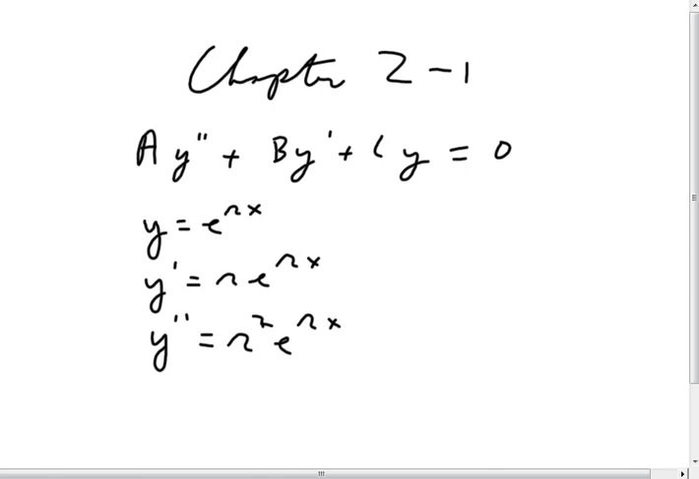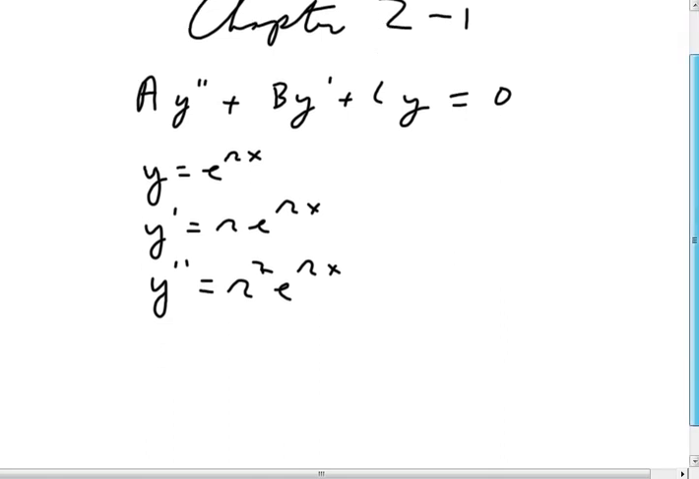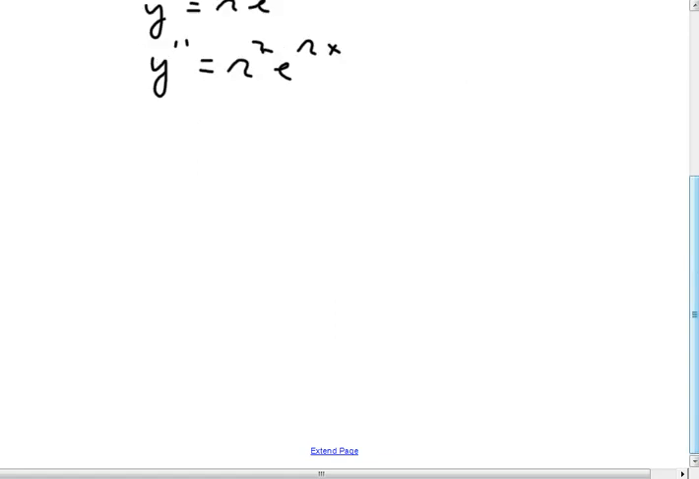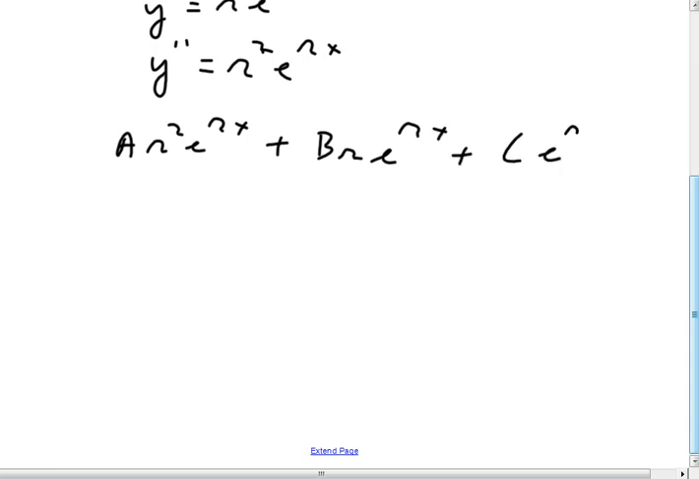I could substitute that back into my equation and say that a r squared e to the rx plus b r e to the rx plus c e to the rx is equal to 0. Now, can I divide by 0? No, can't divide by 0. Okay, but is e to the rx ever 0?